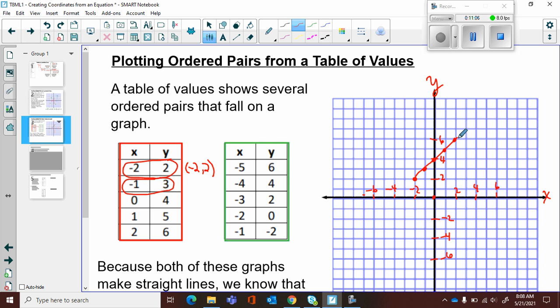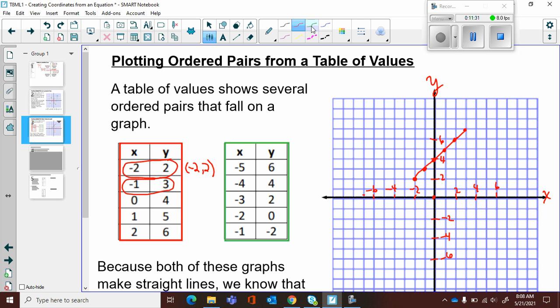So you could actually extrapolate data and figure out, if x were 4, what would y be? Or if x were 3, what would y be? If x were 3, we could guess that y is going to be 7. Okay, because it's going to continue in the same pattern of over 1 and up 1.